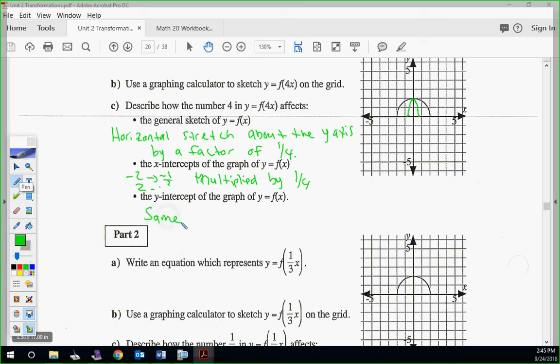Okay, 2 went to 1/2. Okay, any questions? Okay, we'll finish this one here. So the 1/3, what do you think's going to happen with the 1/3 then? It's going to get bigger, right? Because 1/3 flipped is 3, so it's going to actually be a stretch of 3 this time.